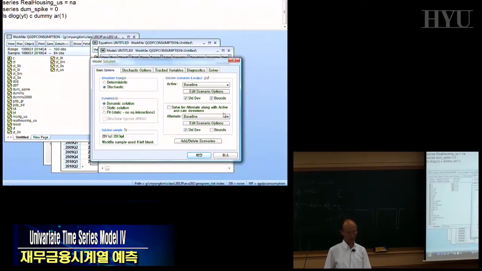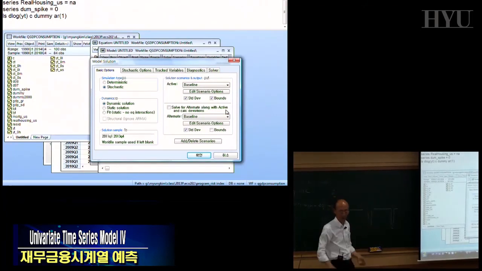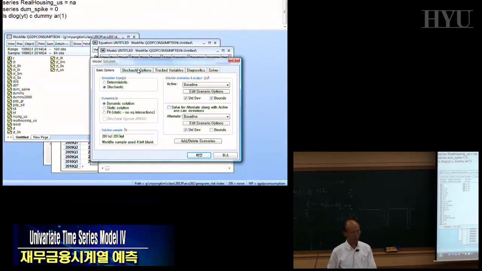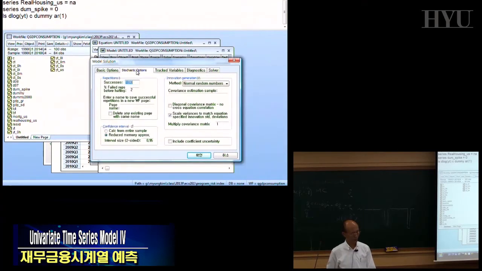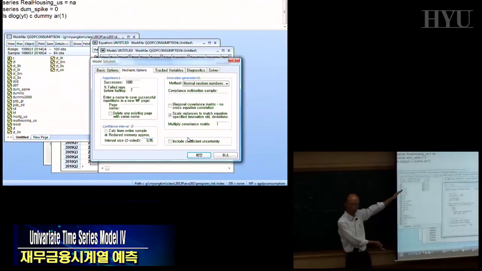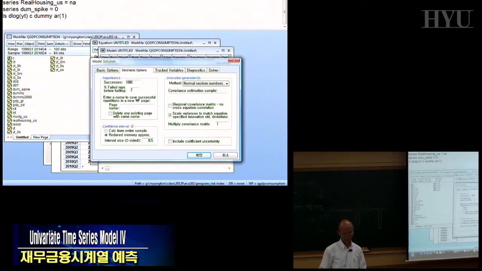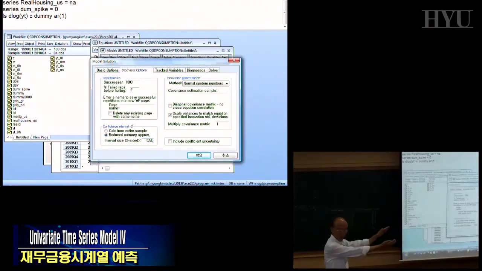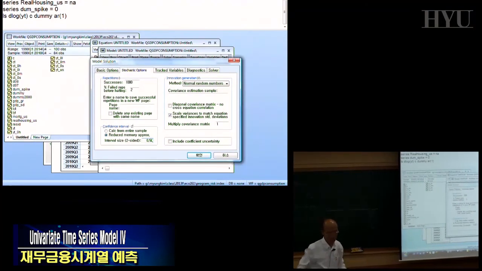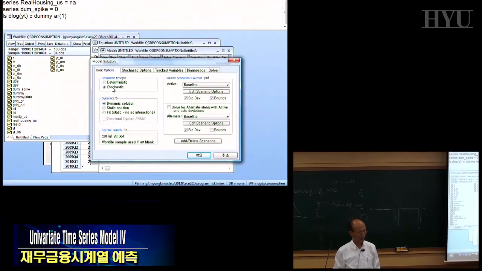This bound, this one will create this upper and lower bound. Okay. And if you look at the stochastic option, by setting 0.95, you create 95% upper bound and lower bound. If you set it as 0.50, you create 50% bound, which is this narrow one. So let's try 0.50. And as I said, stochastic, dynamic solution.